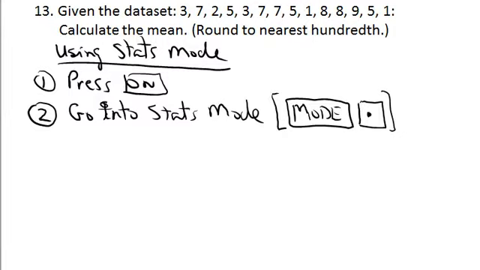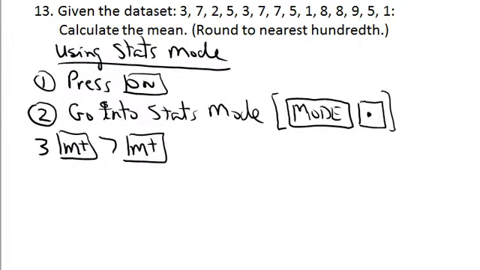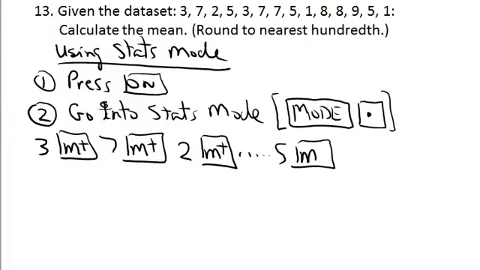Once you're in stats mode, you simply enter each of the numbers followed by the M plus key. I'm not necessarily going to write them all out, but you would enter 3, press the M plus key, enter 7, press the M plus key, enter 2, press the M plus key, and you've got the idea. You keep doing that till you get to the very end. You'll enter 5 and press the M plus key, and then enter 1 and hit the M plus key.